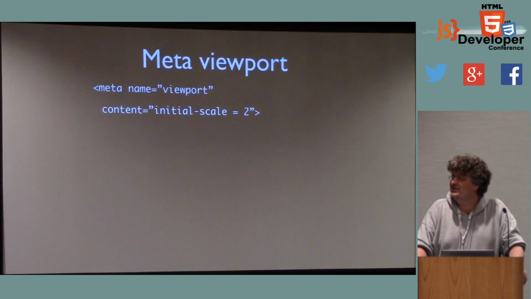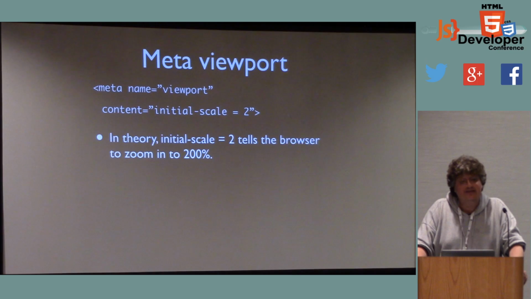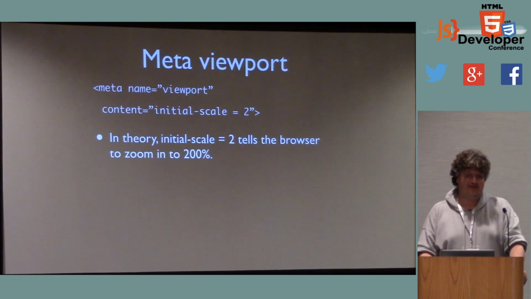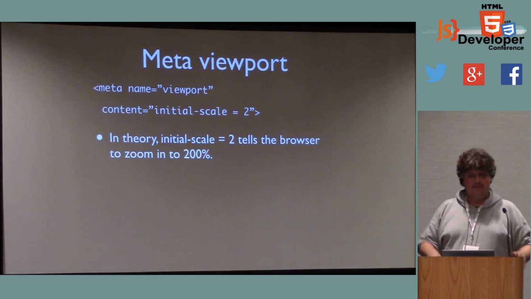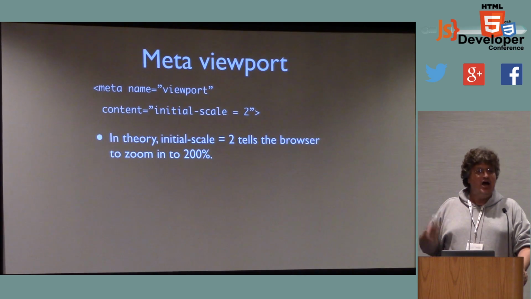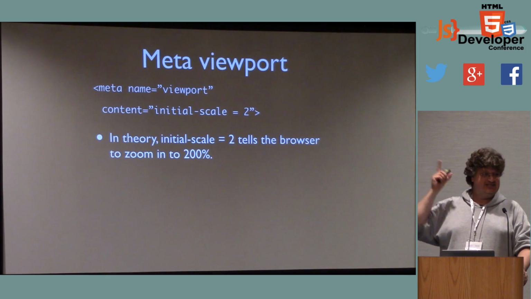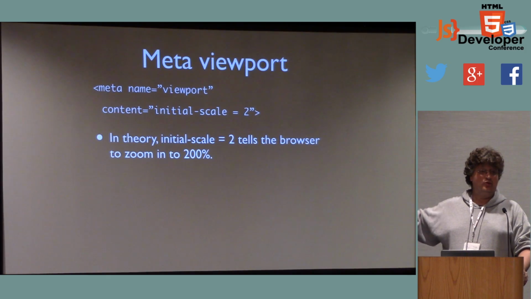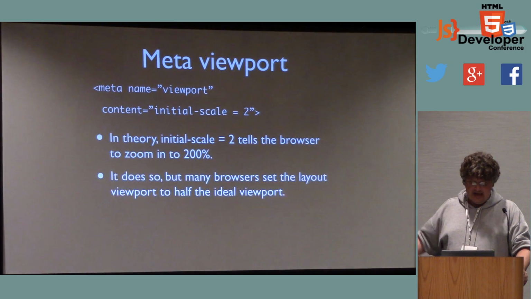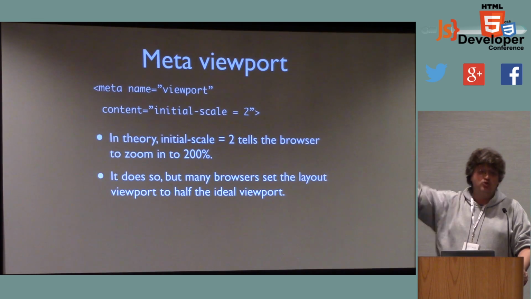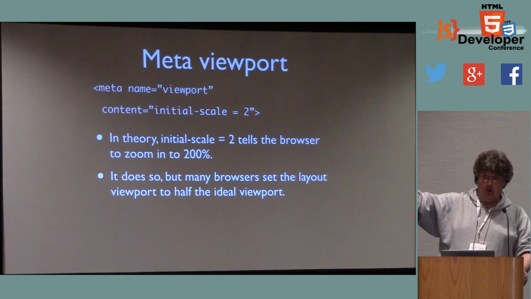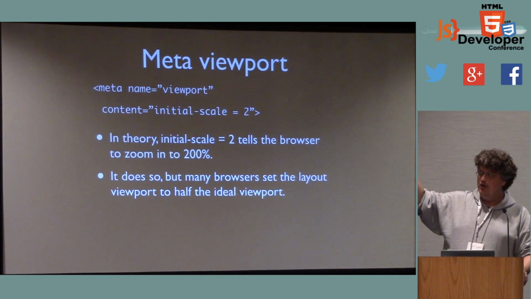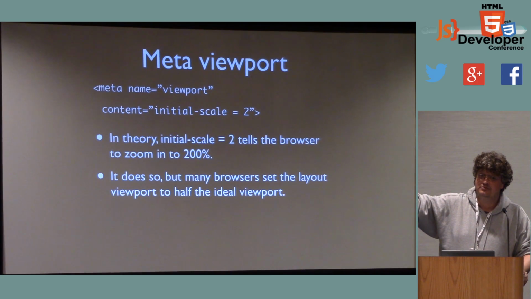When you set it to initial scale equals 2, that should of course mean that the browser should zoom in to 200%, which means that the CSS pixels grow larger, which means that less of them fit on the site. On an iPhone, this would mean that instead of 320 pixels, you now see only 160 pixels, right? But the layout viewport is also set to 160 pixels. Do not ask me why, I don't know. But it works like that in most browsers.